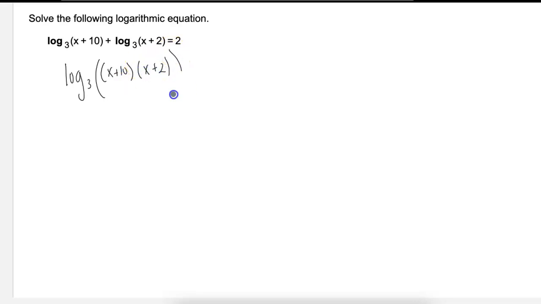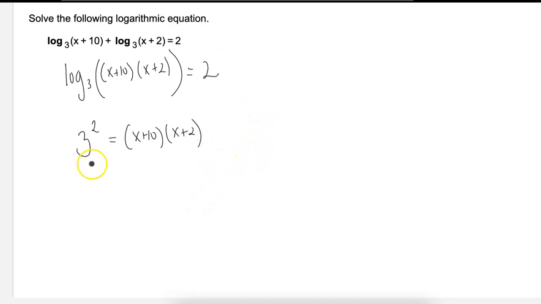multiplying the x plus 10 times x plus 2. And I'm going to finish that out, still equals 2. At that point, since I have just one logarithmic expression equal to a constant, I can change this now to an exponential form. The base is 3. The log always equals the exponent, so the exponent is 2. And that is set equal to this expression, x plus 10 times x plus 2.